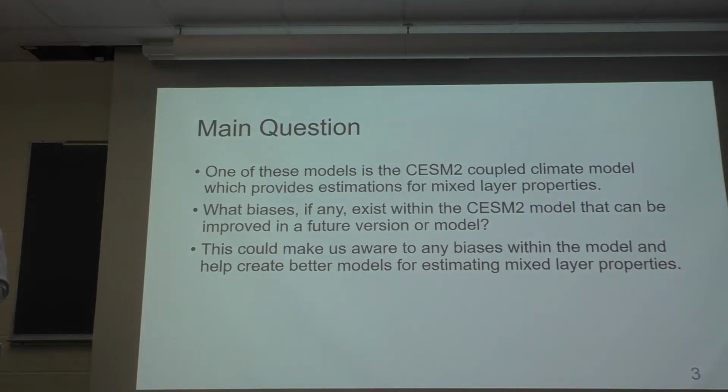So one of the main questions for this summer was that there's a lot of models that exist that can model the mixed layer, and one of these models was the CSM2 Global Climate Model, which provides estimations for mixed layer properties. But we were interested in seeing if there were any biases that existed within this model, and see if we can improve upon those so that there would be less biases. Because there's always some new information that we learn each year that we want to do so that we could actually improve these models.